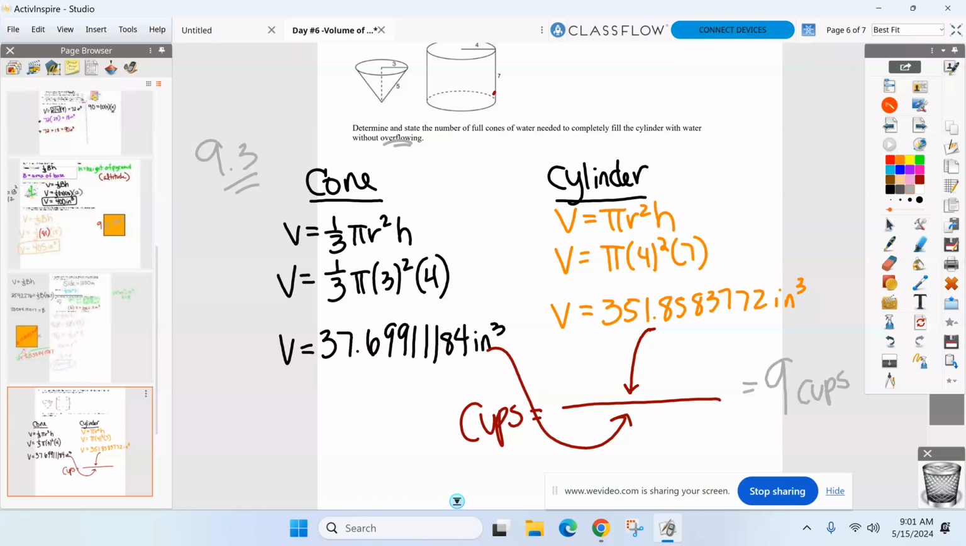All right, makes sense why I don't want to go to 10. It can only hold 9, and I can't do 0.3. That's not a full cup. So that's why I got to go 9.